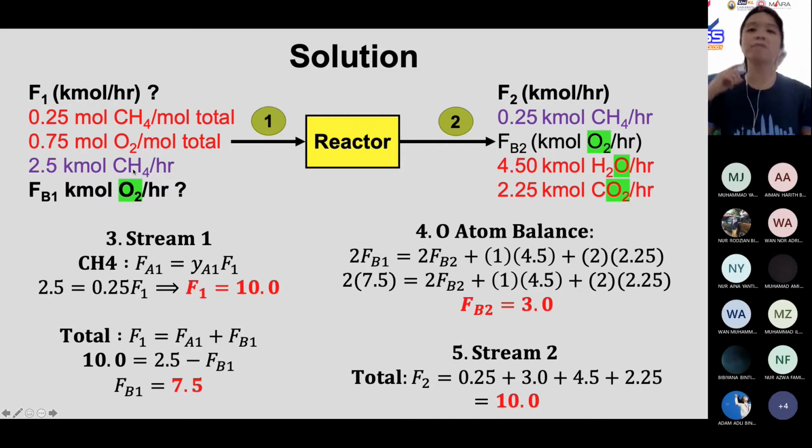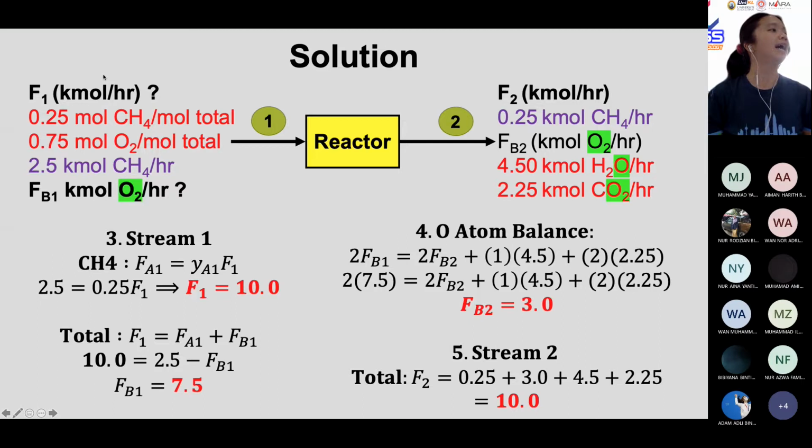So kamu tengok kan, total methane in tak sama dengan total methane out kan? Sebab yang masuk 2.5. Yang keluar methane hanya 0.25. Kenapa? Kan 90% converted. That's why total in, total out methane is not the same for reactive process.